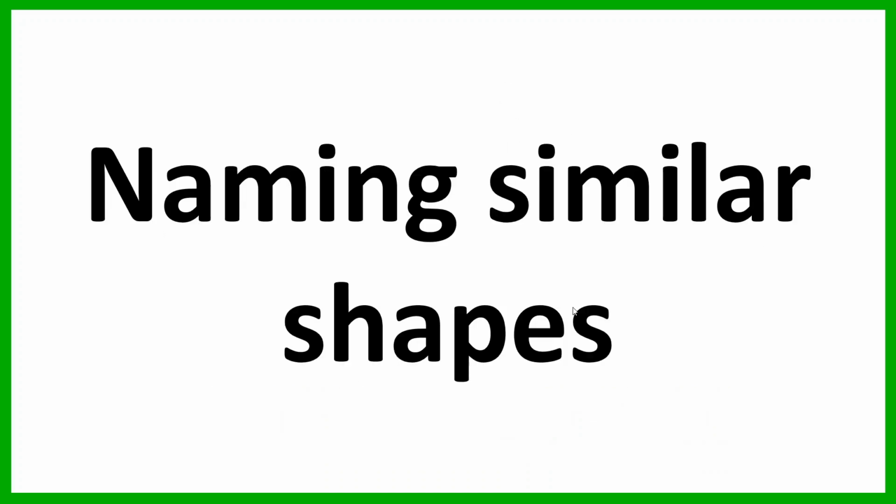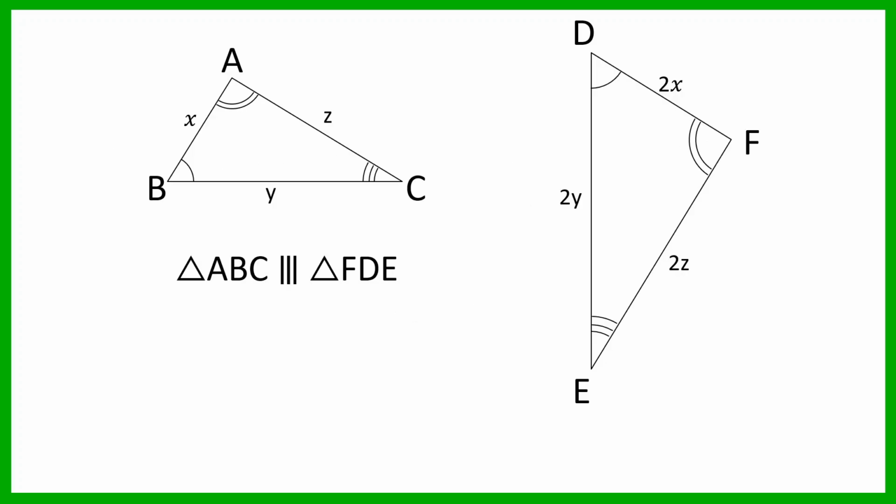Okay, now when we are naming similar shapes, we have to name them in the correct order, just like we do with congruent shapes. We have to name them based on the angles that are the same size. So like in this example over here, if angle A is equal to angle F, then if I write A first, I have to write F first for the two triangles. If angle B is equal to angle D, then if I write B second, I have to write D second. If angle C is equal to angle E, then if I write C third, I have to write E third as well. So I have to name them in the correct order.